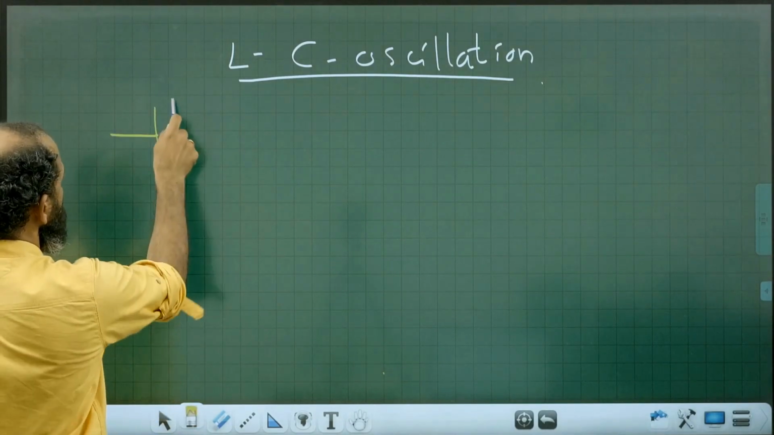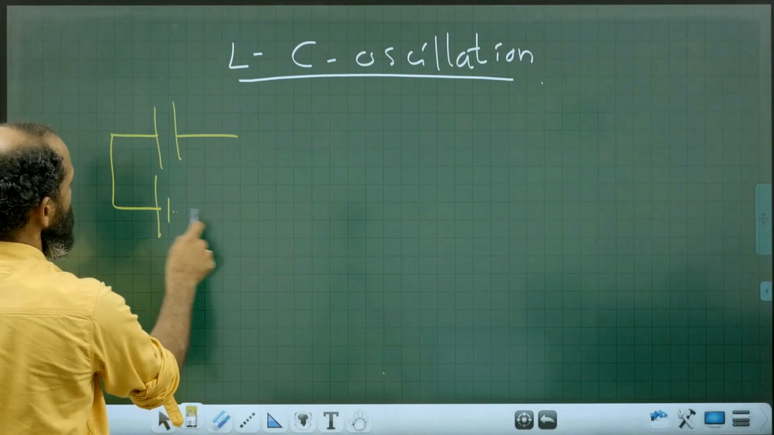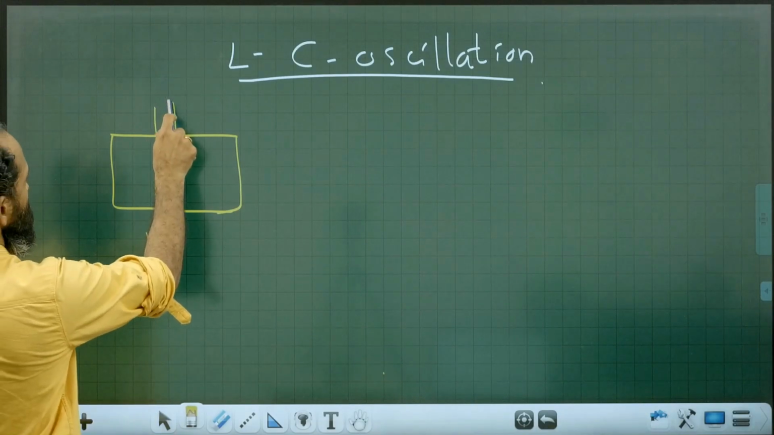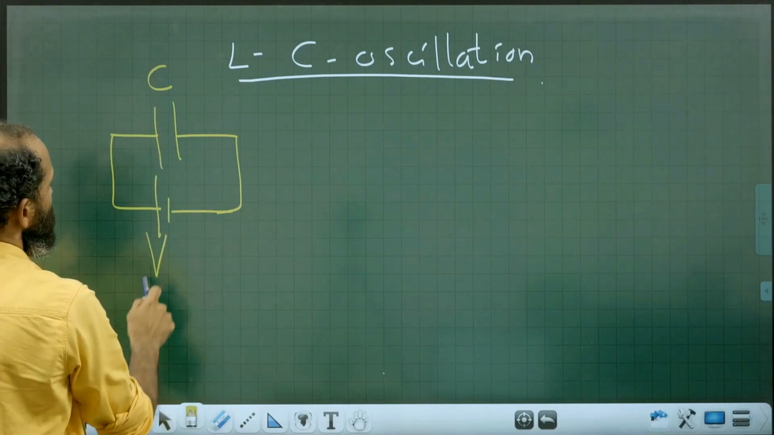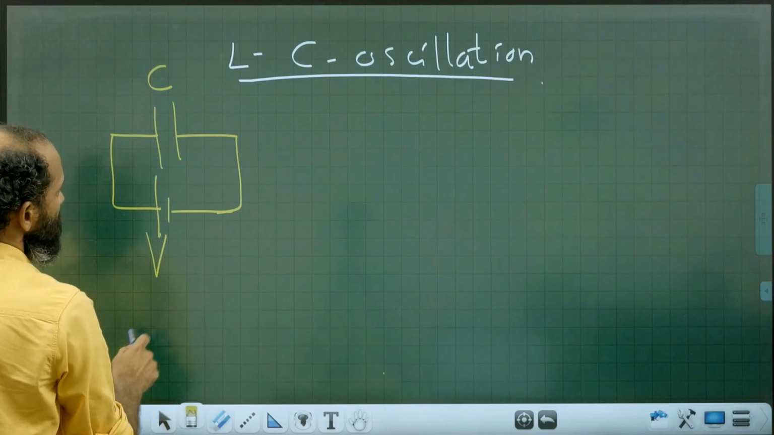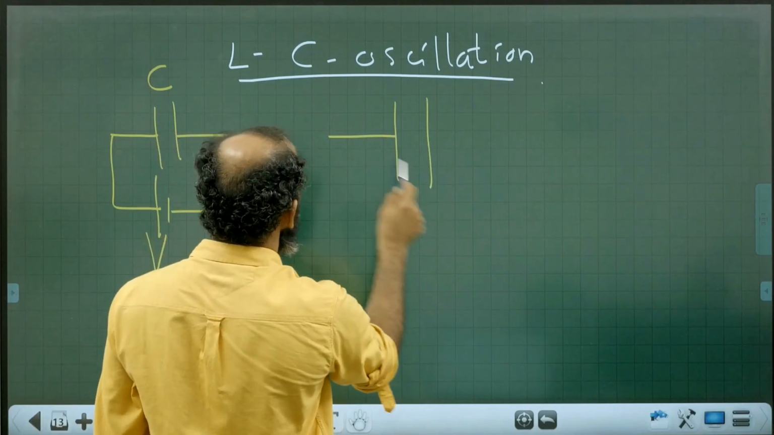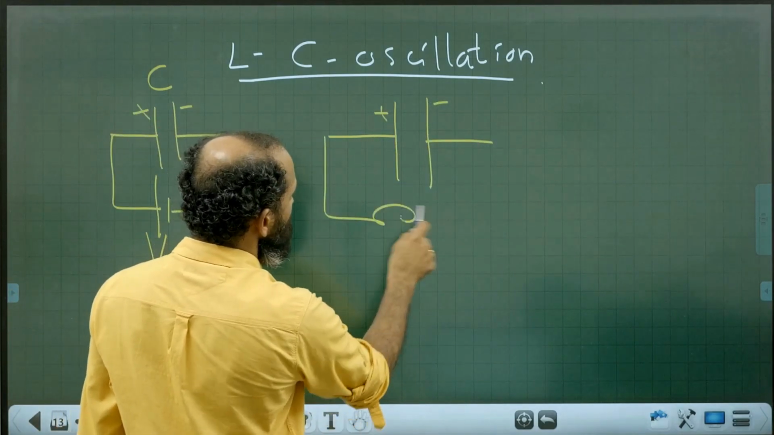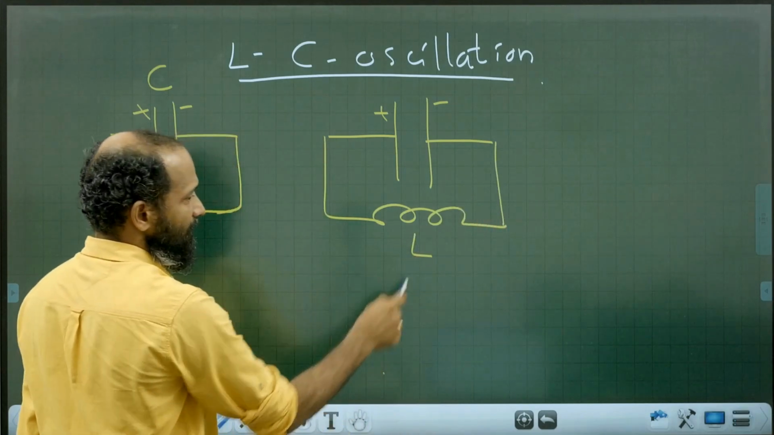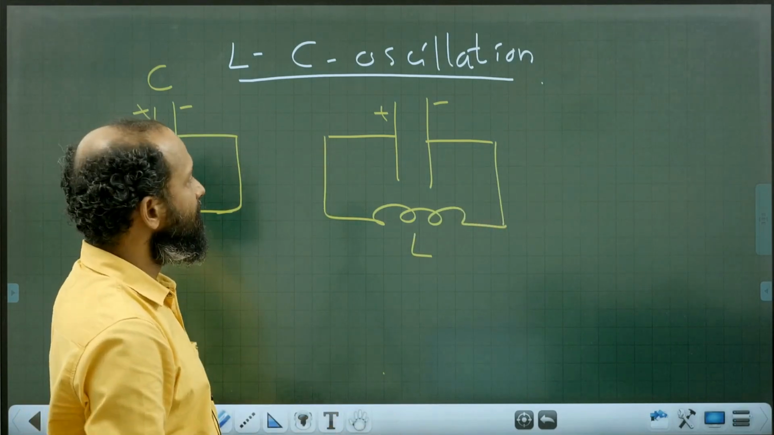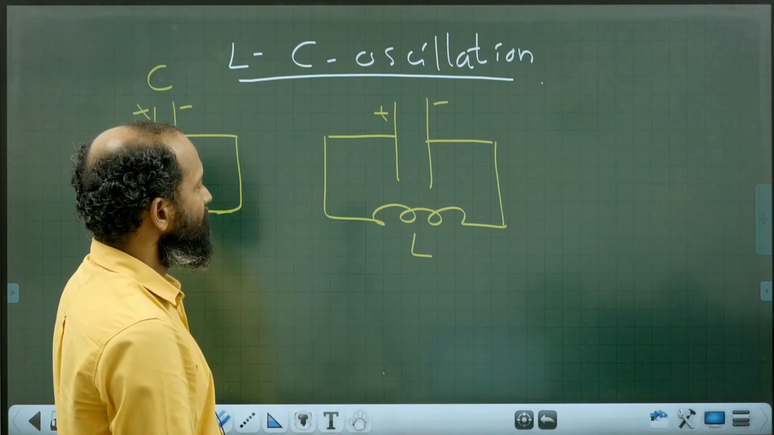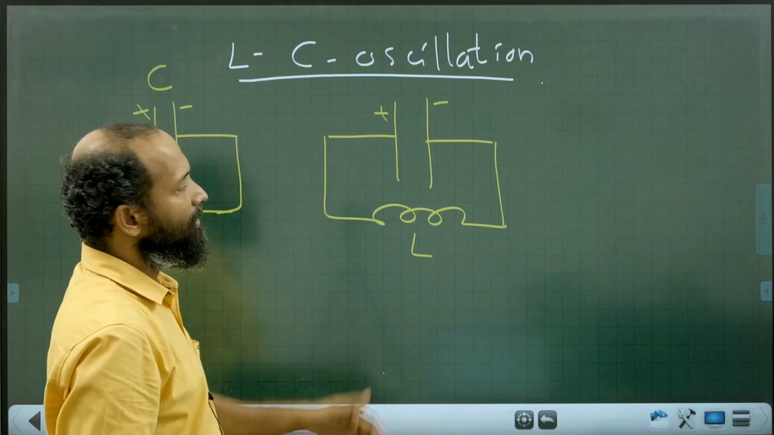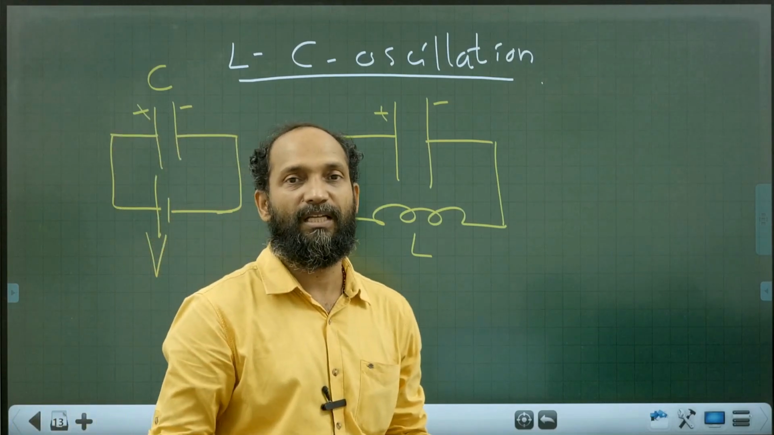A capacitor is being charged by using a battery of EMF V. Capacitance is C. Okay, then the battery is disconnected. One of the plates is positive, the other is negative, connected through an inductor L. The energy stored in the capacitor starts to discharge, and that energy in the form of electrostatic potential energy in the capacitor comes in the form of magnetic potential energy in the inductor.